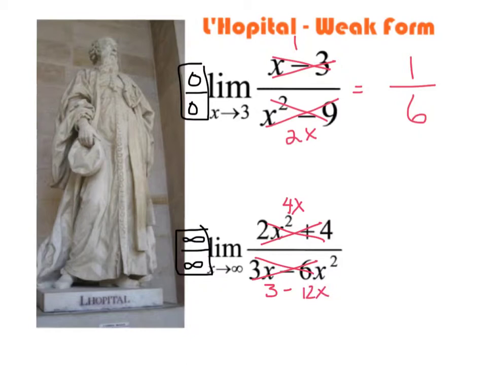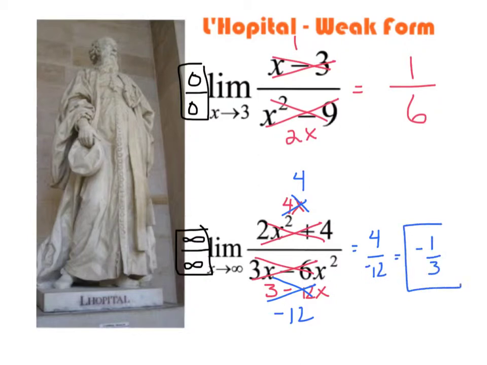If you plug in infinity, you get infinity over infinity again. So we do it again. We do 4. Derivative's -12. So 4 over -12, which we said was -1/3. Okay. So L'Hopital's rule works there as well. So these are the forms we've talked about with L'Hopital's rule.